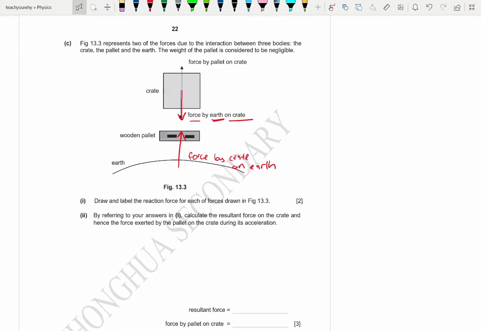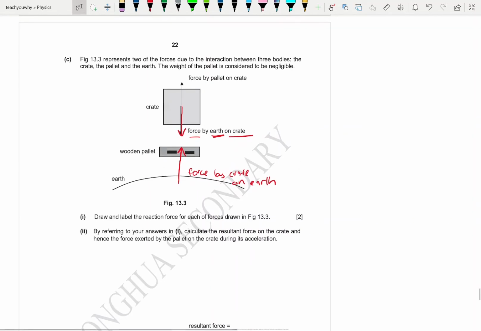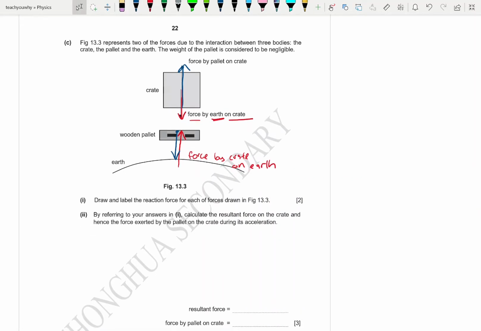This is actually quite a long explanation. Draw and label the reaction force for each one. We still need the pallet, so we have a force due to the pallet. Equal and opposite, so like this. Okay, the blue ones and the red ones. By referencing your answer in part 1, calculate the resultant force on the crate and hence the force exerted by the pallet on the crate during its acceleration.